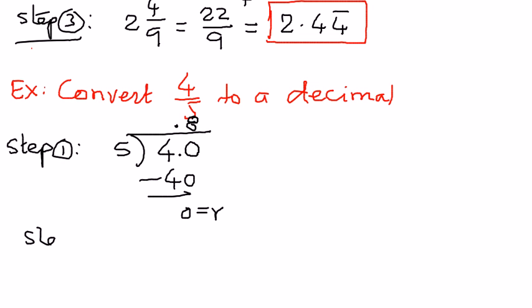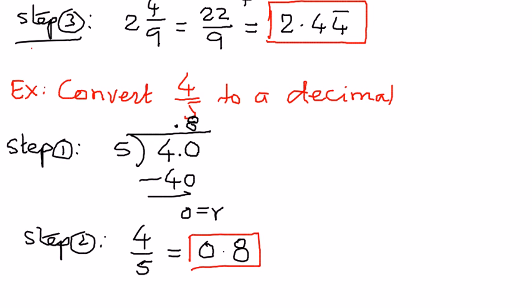So therefore, step 2, we say the fraction 4/5 is exactly equal to 0.8. So we have successfully converted a fraction to a decimal number.